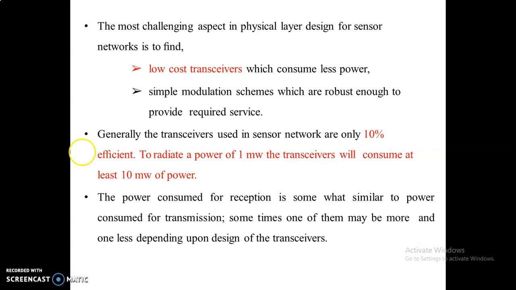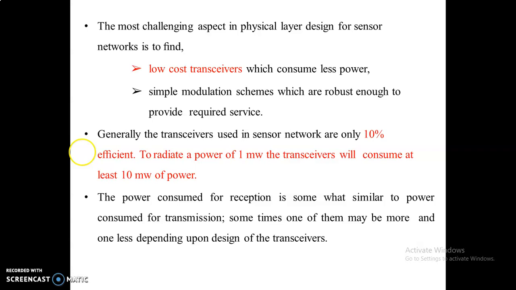The small form factor allows only a small antenna. For example, a radio wave of 2.4 GHz has a wavelength of 12.5 centimeters. So based on the radio waves, the antenna length is also fixed. This is how frequency allocation is defined.